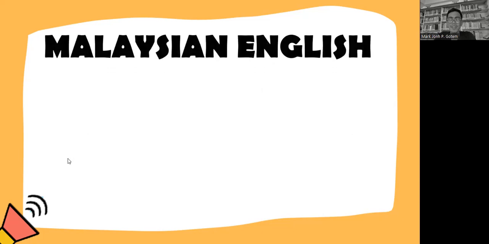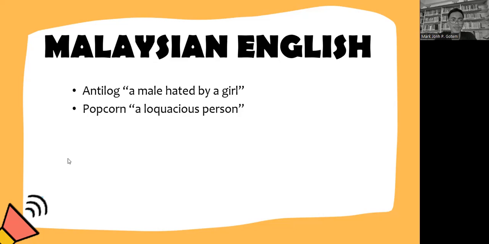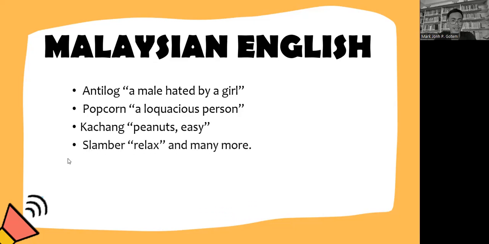Next, we have from Malaysian English, antilog, a male hated by a girl. Maybe you will be hated by the girls. Popcorn, a loquacious person, very verbose. Next, katsang means peanuts or easy. Katsang lang ang purposive communication, it's very easy. Very relaxed lang sa purposive communication. And many more.